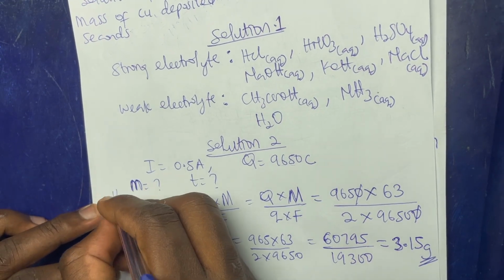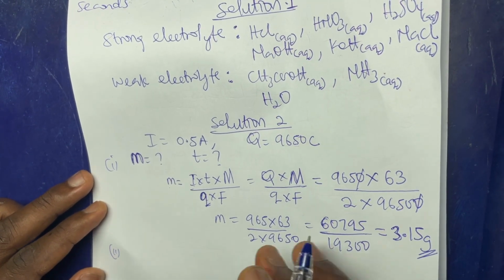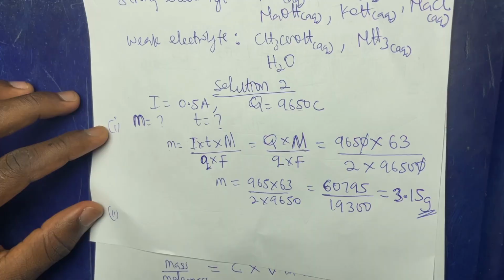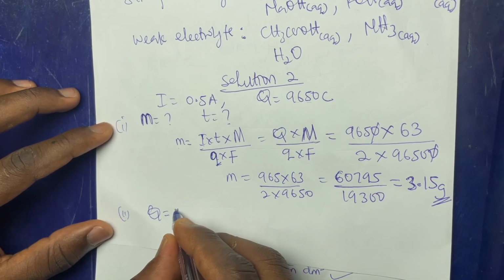Now, for the I, I'm asked to look for the time in seconds. For me to look for the time, the only thing I can use is Q equals I times T.